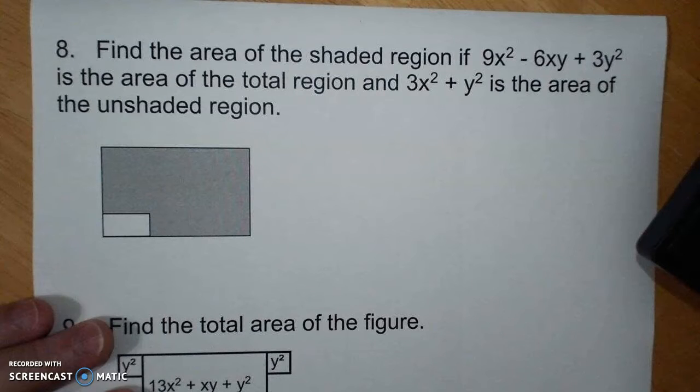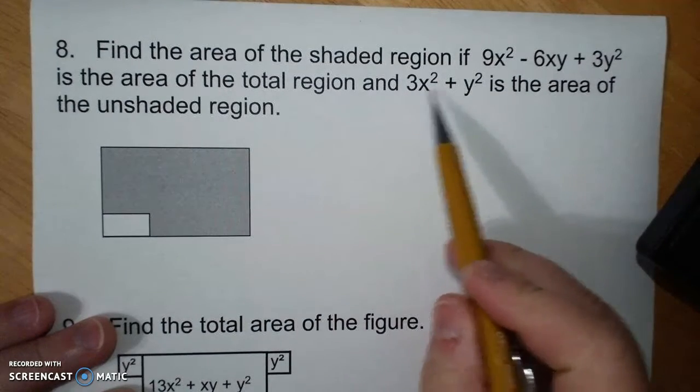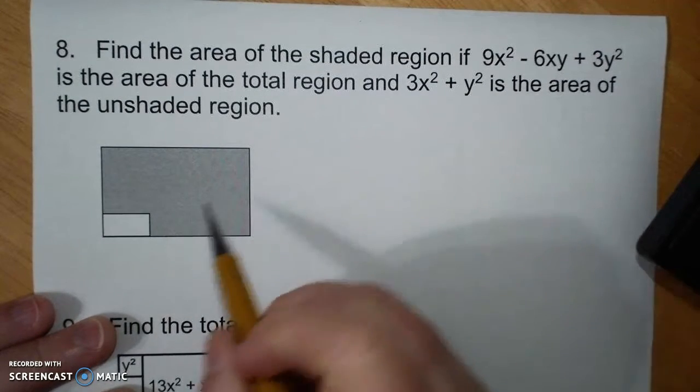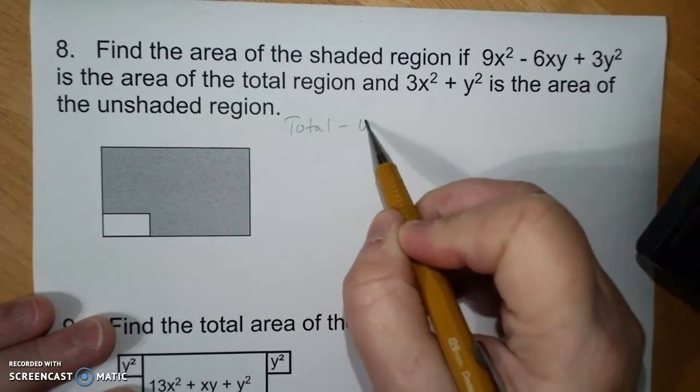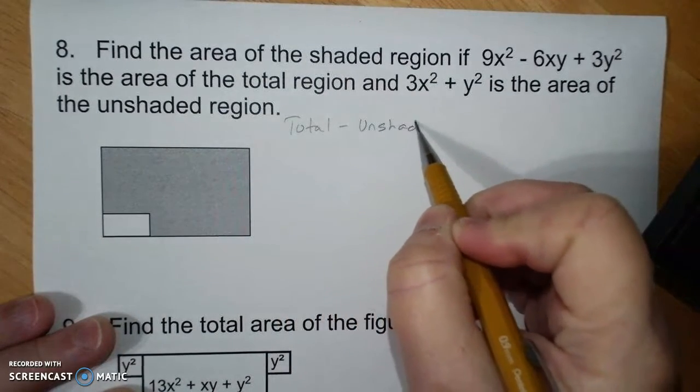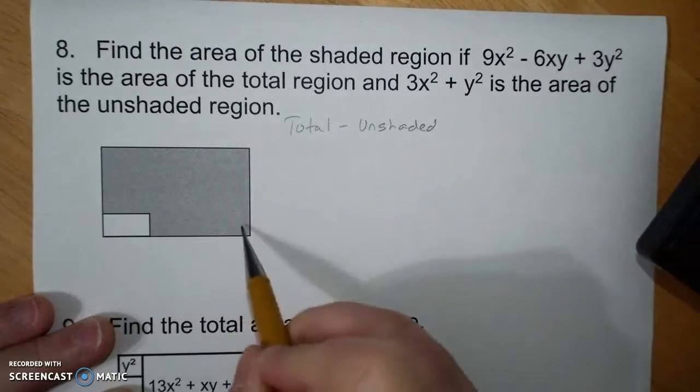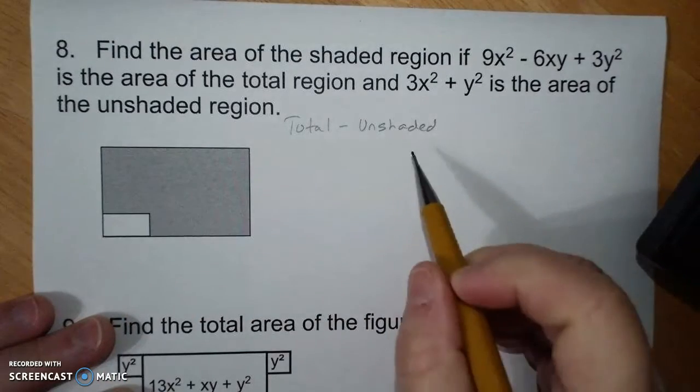This is still under adding and subtracting polynomials, and this is the application part of it. It says find the area of the shaded region, if all of that is the area of the total region, and that is the area of the unshaded. So you're going to do total minus unshaded. You're going to do the whole thing, and you're going to pluck out that piece.